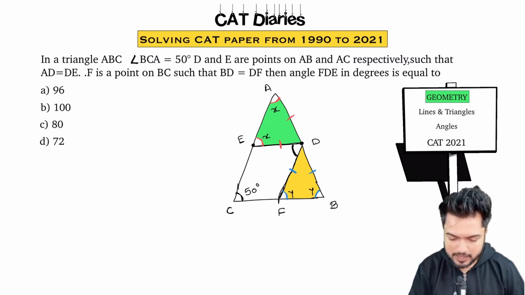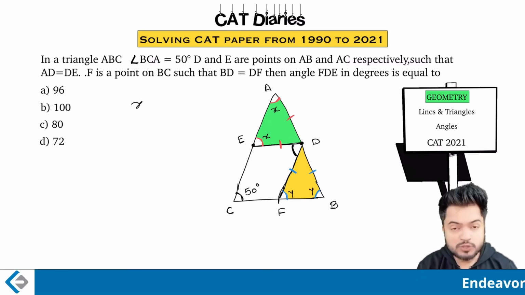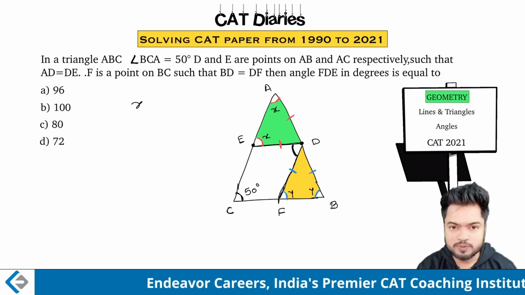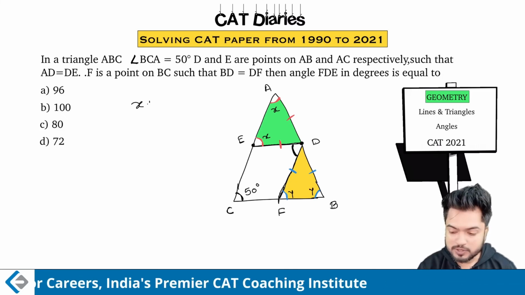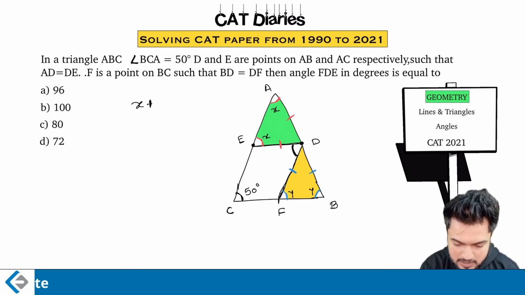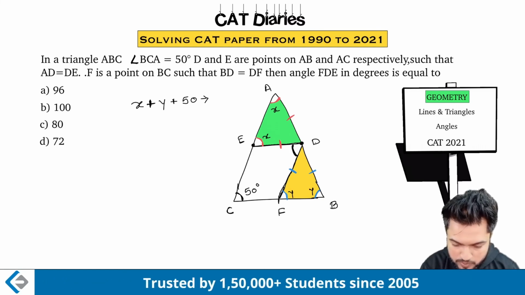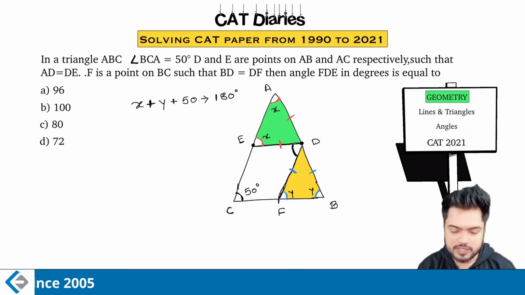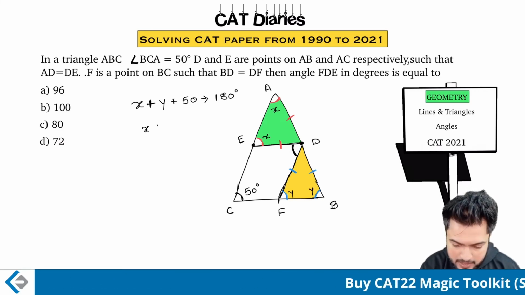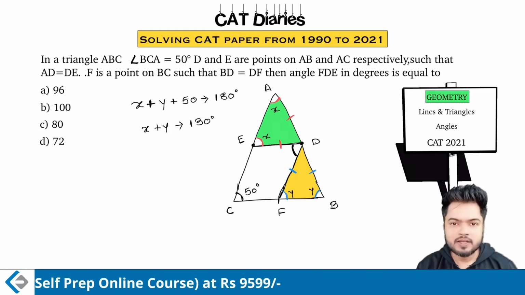So I know that X plus Y plus 50, the entire thing has to be equal to 180 degrees, and from that I'll get the value of X plus Y. So that's what I'm thinking here. X plus Y plus 50 is equal to 180 degrees, for the triangle ABC. So from that I get X plus Y is equal to 180 minus 50, 130 degrees. Okay, that is the first thing I know.